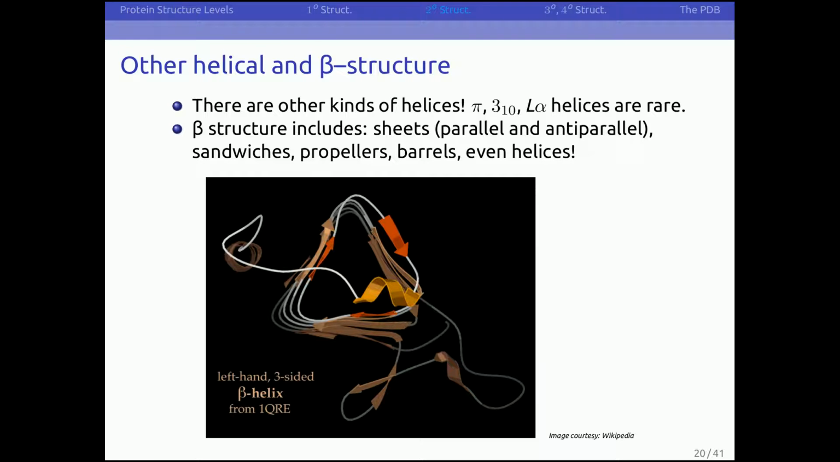Okay? And this is from a structure 1QRE, and this is the PDB entry for this structure, and we'll come to that a little bit later. So this is a beta helix, which is extremely rare. In fact, this is the first time I have even heard of one. When I was researching to put together this lecture, I realized that beta structure can also include helices.